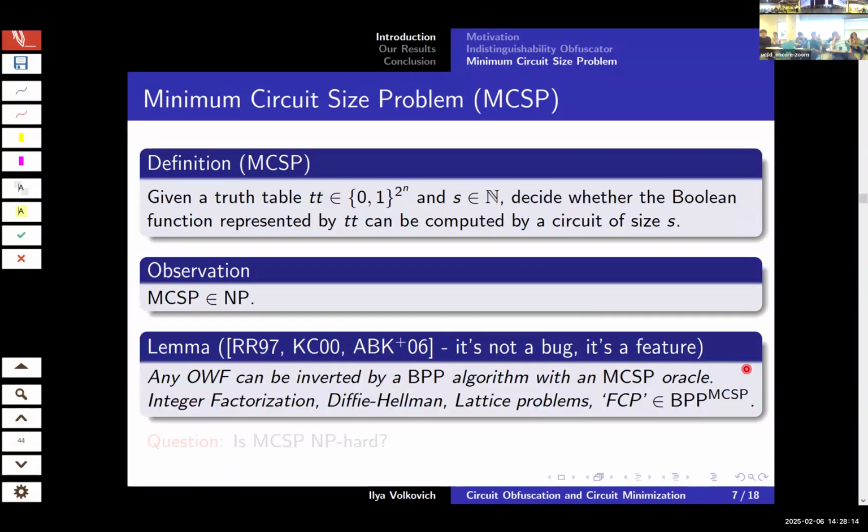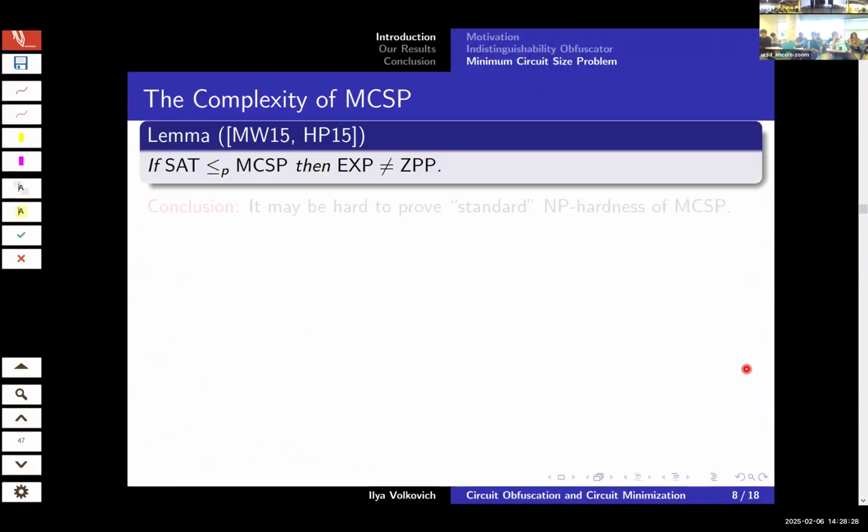So this gives us the idea that MCSP is a powerful thing. So how powerful is it? Is it NP-hard? This is the place where we run from certainty to all kinds of speculations and reductions. So what do we know about that? If we look at it in the usual sense, the usual notion of NP-completeness, suppose we had the standard many-to-one reduction. Works by Ryan Williams and others show that this would imply a separation of EXP and ZPP.